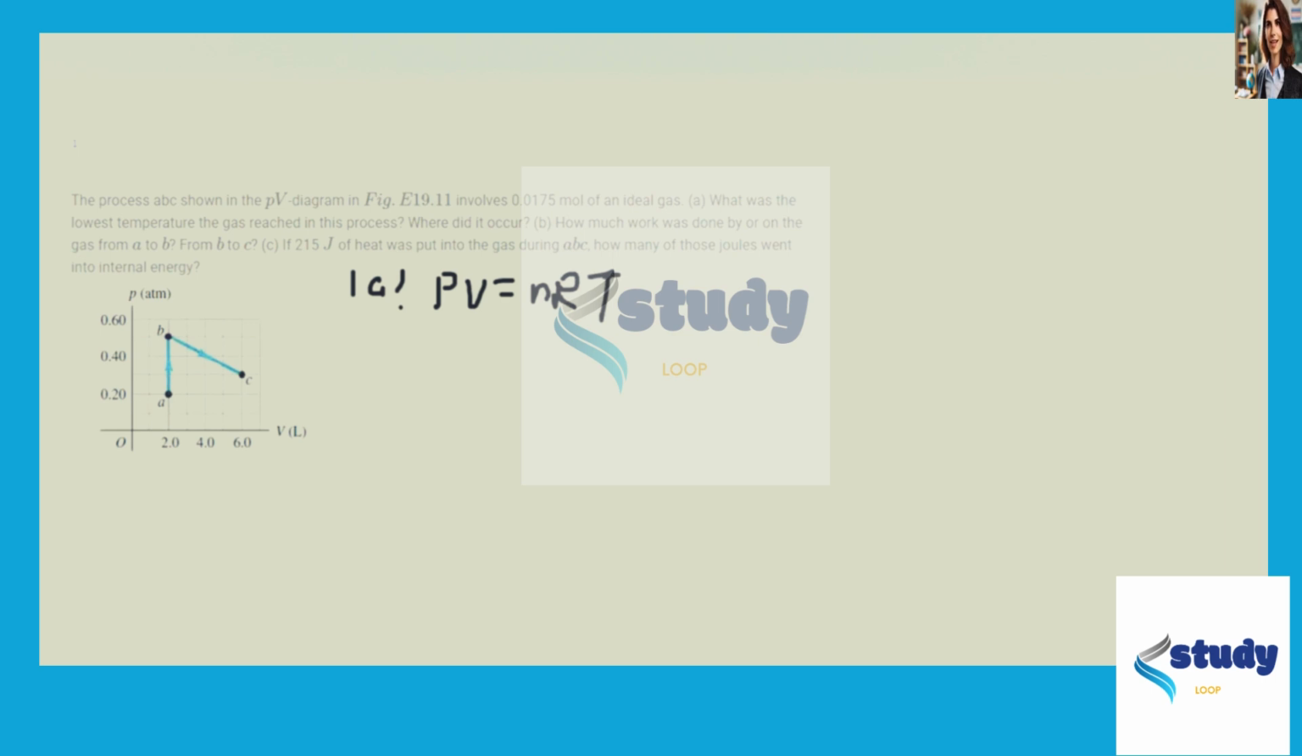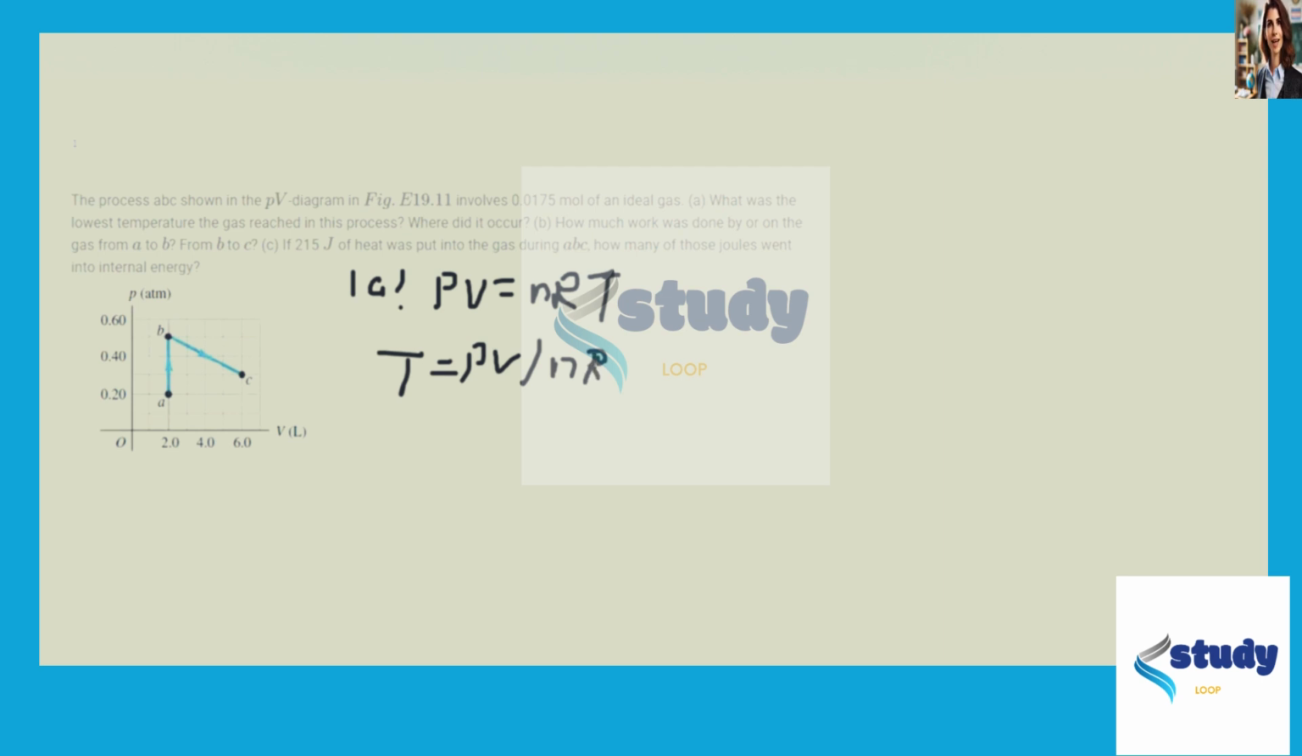We already know the pressure and the volume at each state, A, B, C, and also we know the n, and R is a constant. So basically, we can just do the calculation for temperature for each state. So T equals PV over nR.